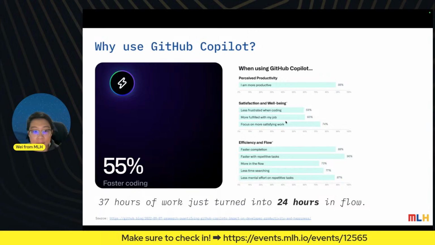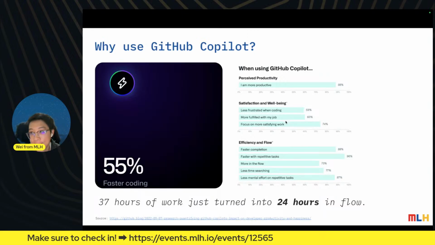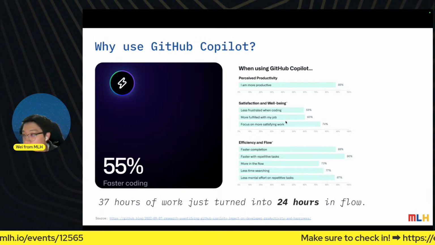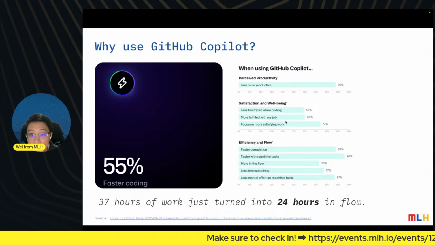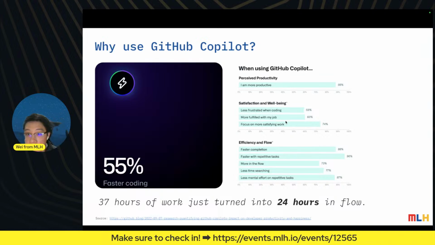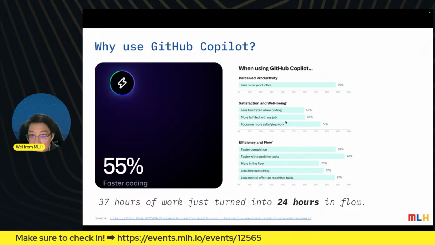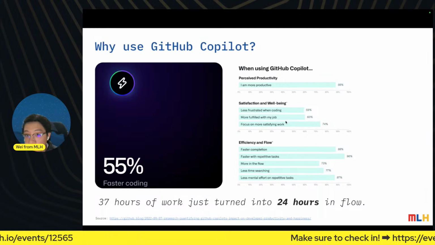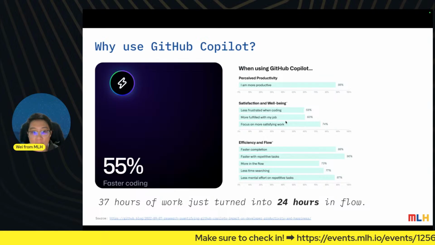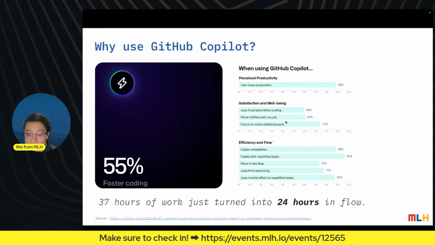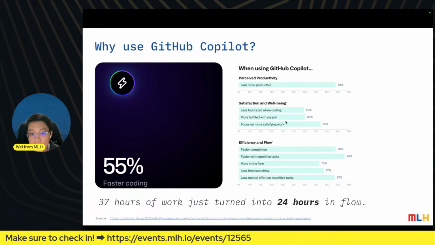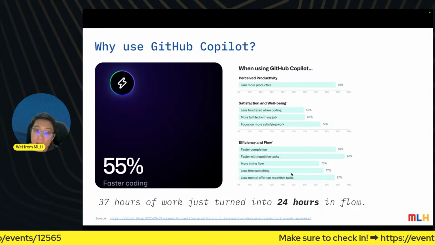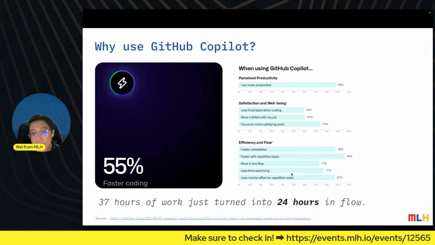So let's keep going. Why would you use GitHub Copilot? If you look through the slide here, look through the chart, 88% of developers feel more productive using GitHub Copilot. A majority of them are less frustrated, more fulfilled at their jobs, and more focused on satisfying work instead of the mundane work. And it's more efficient, with faster completion and faster workflows. So I hope I've convinced you at least to look at it and try it.